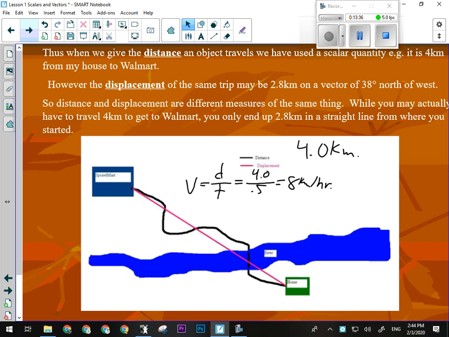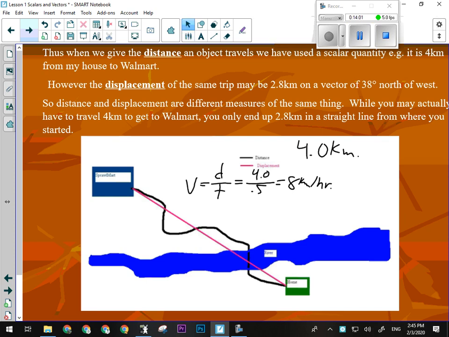Close. It's not going to be 8 kilometers per hour though, right? Because my displacement is 5.6, right? Yeah, 5.6 kilometers per hour. Okay, and what direction? 38 degrees north of west.